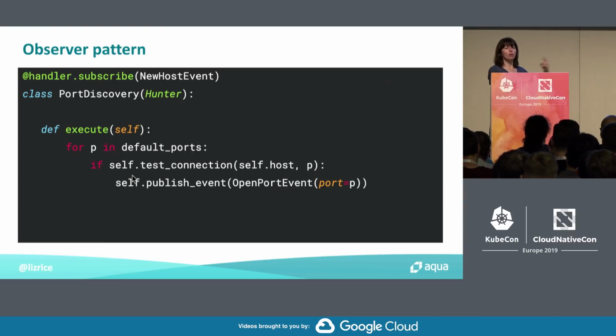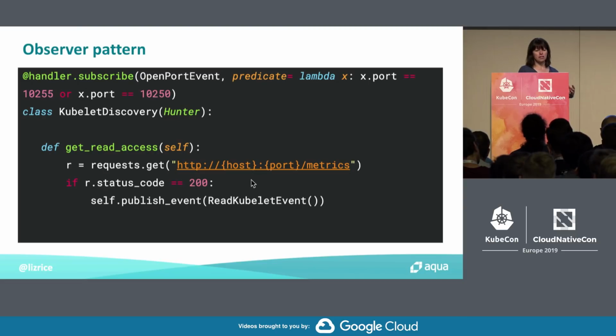And for every port where it finds that the network connection is potentially open, it publishes an event called open port event. And then we can have a set of classes that subscribe to that event, maybe specifying particular conditions like what the port number is. In this example, a kubelet discovery hunter that subscribes to open ports for 10250 and 10255. And it will do lots of things, one of which is attempting to read the metrics from that connection.